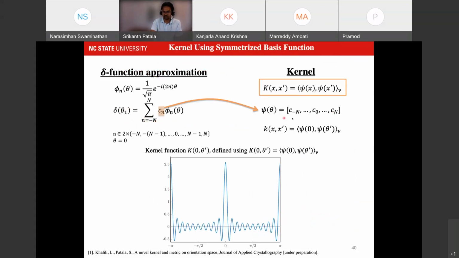So these coefficients are the feature vector, and I can define a kernel. For example, if I want to define a similarity between theta equal to 0 and any other theta prime, all I have to do is a dot product between the coefficients. Again, the kernel looks like the delta function, and that's the idea here. If I have a theta that's close to 0, I get a high value. If I have a theta that's farther away from 0, it's a low value. Again, when I go close to pi, I have a high value again. So that's basically giving me this.